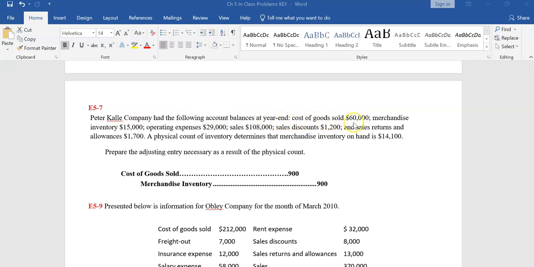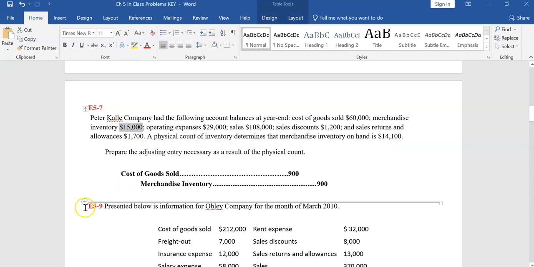They had cost of goods sold of $60,000, inventory of $15,000. And here's some additional information about expenses, revenues, discounts, returns, and allowances. A physical count of the inventory determines that the inventory that is on hand is $14,100. However, they have recorded in the general ledger a balance in inventory asset of $15,000. We need to adjust that inventory to reflect the fact that $900 of that inventory is no longer on hand.